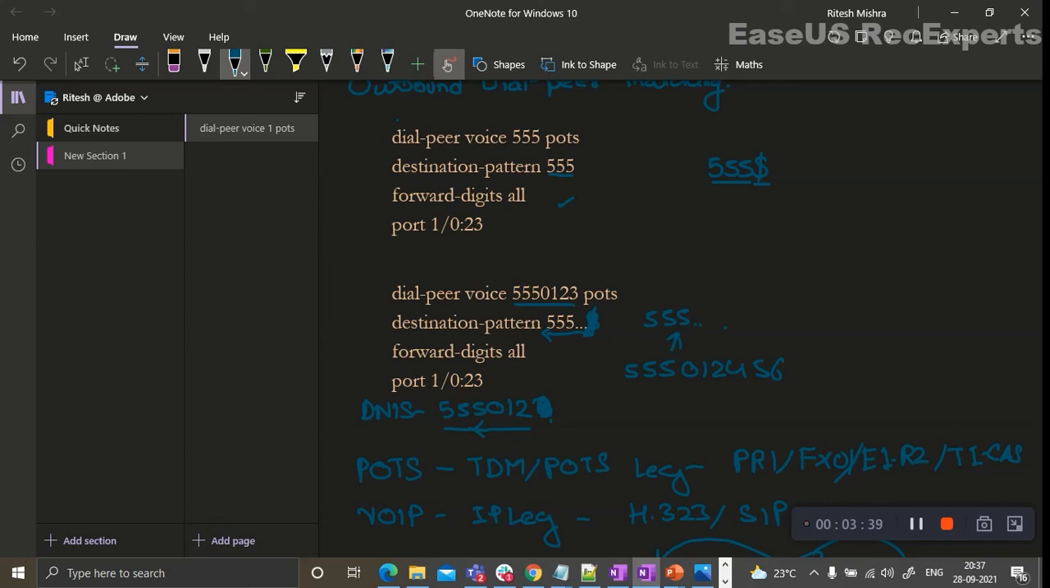That means it will keep on accepting digits. So if you want to restrict your dial pair to accept a specific number of digits, use dollar at the end. That means this dial pair is restricted to 6 digits, 3 5s and 3 periods. This is very important, otherwise you will have overlapping dial pairs. So keep a note of this, and whenever configuring an outbound dial pair using a destination pattern command, try to use dollars to restrict the number of digits that should be accepted by a dial pair.